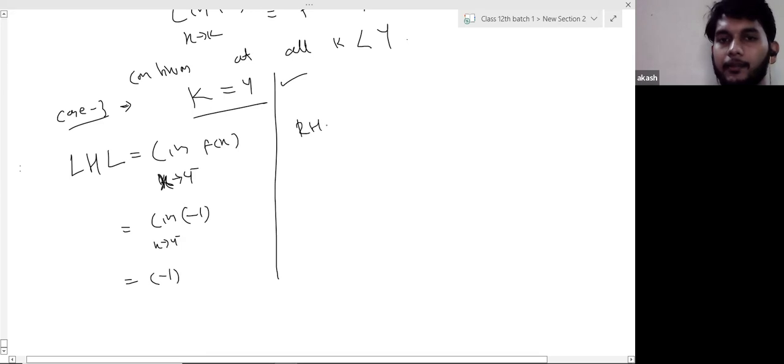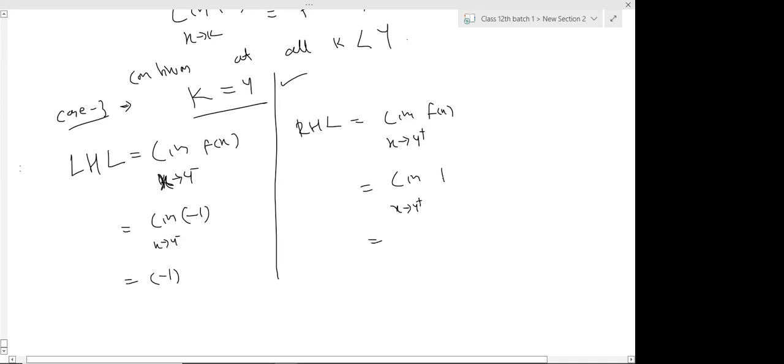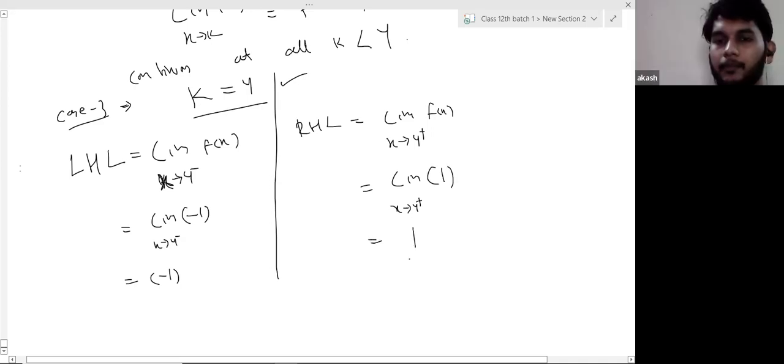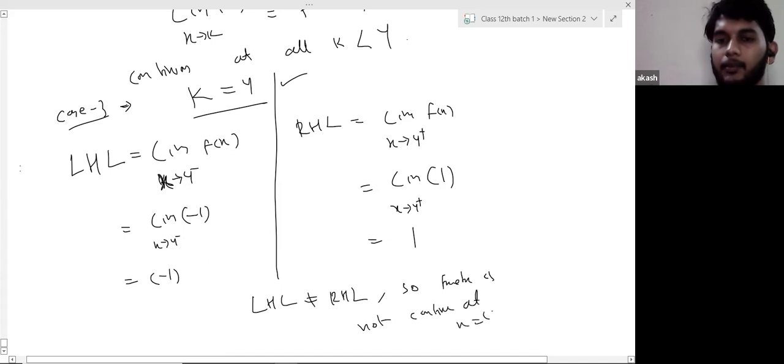Same for RHL. This will be equal to limit f of x, x tending to 4 plus. And f of x will be 1. So the answer will be 1. So we can already see that limit is different. LHL is not equal to RHL. So function is not continuous at x equals to 4. I hope this thing is clear to everyone.